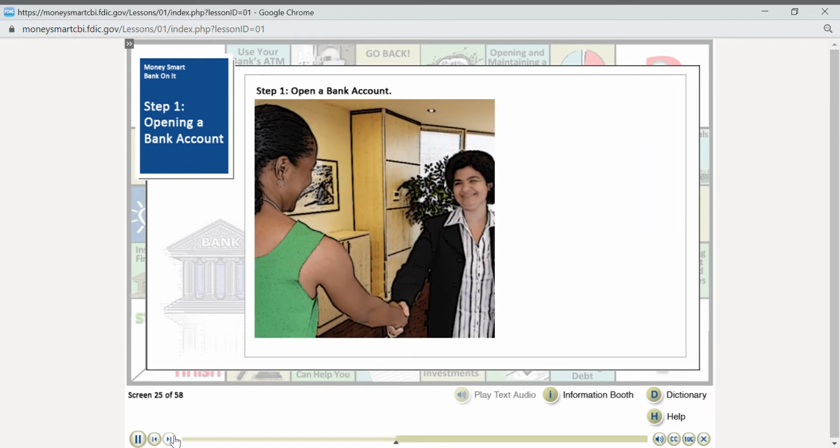In this section, you will learn how to open a bank account. Imagine you have shopped around and decided to open an account with State Bank. You sit down with a customer service representative.